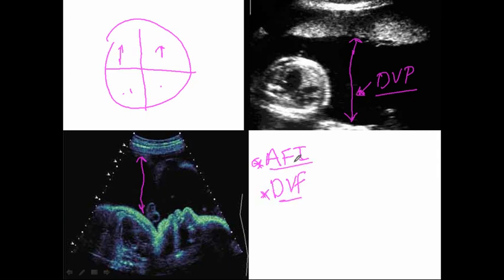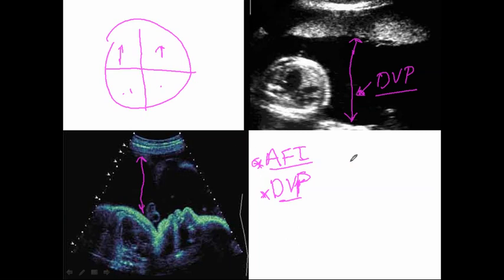So we can use either of both measures. But we have more accumulating data that when we use the deepest vertical pool to express the amount of liquor, we find that there is less intervention based on it. So it's recommended to use it more than the amniotic fluid index, but it is not relevant to stick to one of them, no problem.